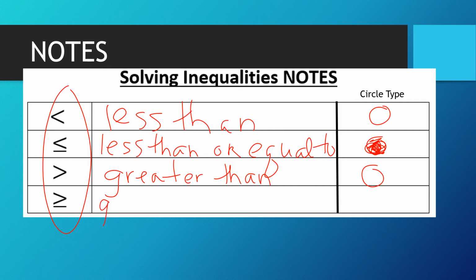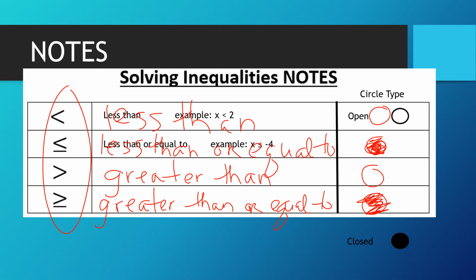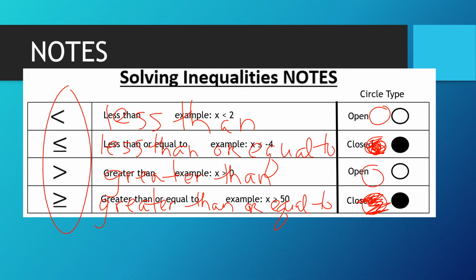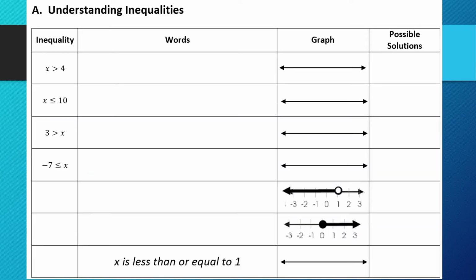And the last one there is greater than or equal to, since it has that extra line. So when we graph that, we'd put a circle and fill it in because it can equal that number we're talking about. Okay. So I just want to go over a few of these here. I'm not going to do all of these, but just to remind you what that looks like.